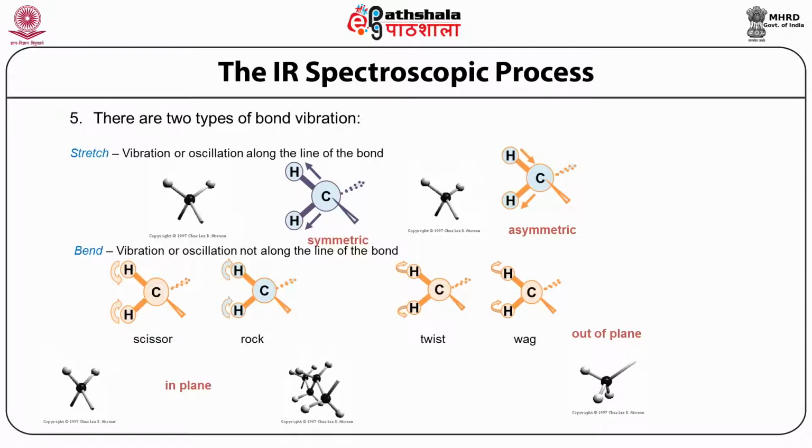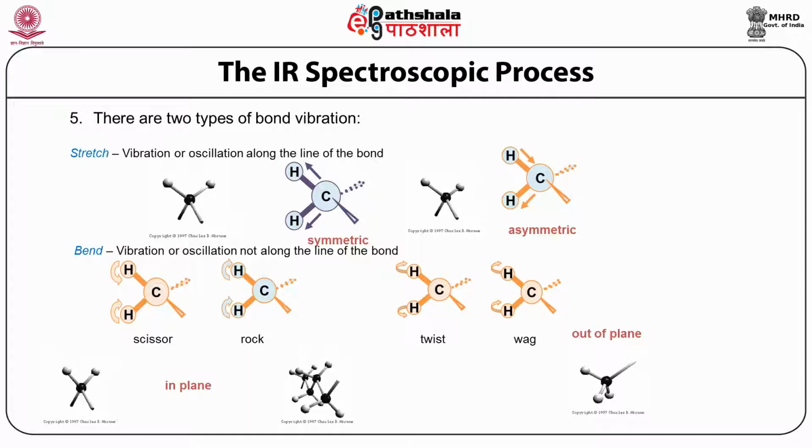You can see a stretching vibration or oscillation along the line of the plane, and there are again two types: either symmetric, when both oscillate with the same frequency, or asymmetric. You can see in the animation that the atoms have a different mode of vibration.